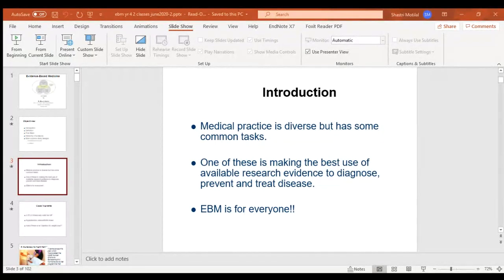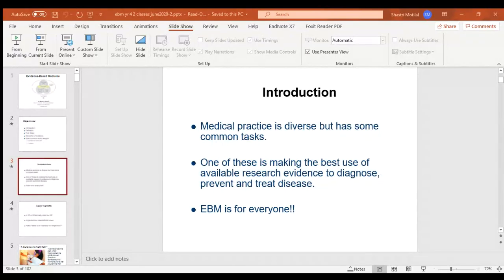I usually like to begin by saying that medical practice is diverse, but it has some common tasks, common things we do as doctors regardless of which specialty. You guys started with your family medicine rotation. If you go to your psychiatry, OB-GYN and surgery rotations, which I think are probably coming next, you'll see certain things doctors are involved in all the time. We try to diagnose people with conditions, we try to treat people with conditions, and we try to prevent disease. That sums up a big part of what we do as doctors.